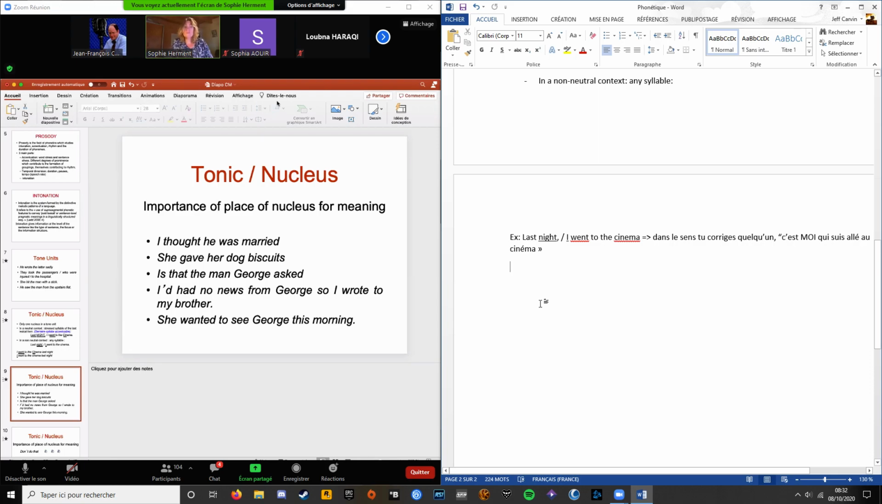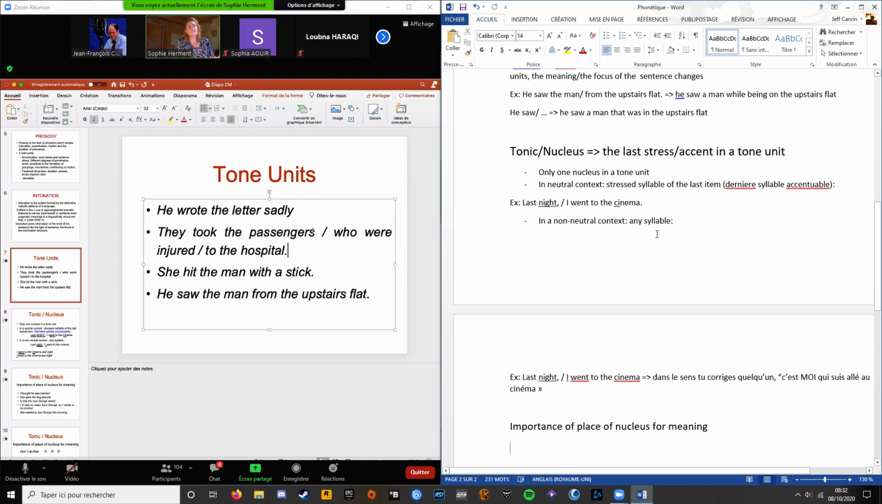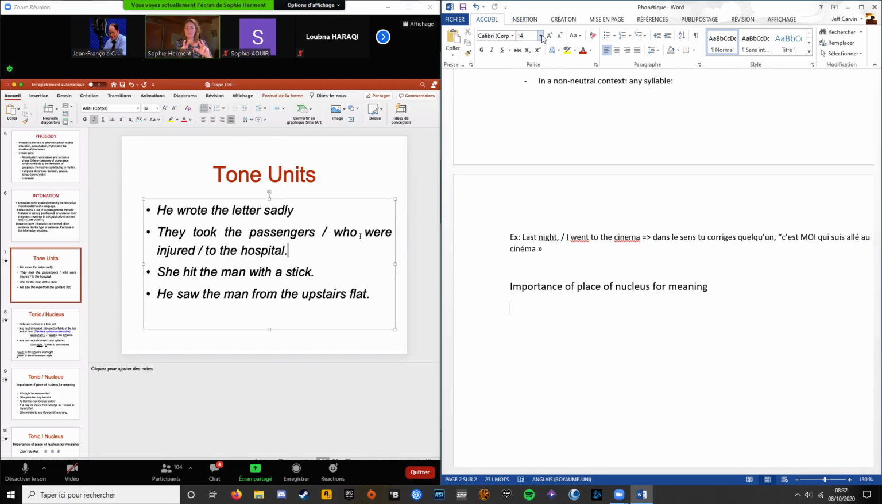Well, the difference between tone unit and nucleus: the tone unit is the chunking, the division into groups, into units. I come back to this, just to illustrate the difference between tone units and nuclei. If I take this sentence here, I divide the sentence into 3 tone units. I say they took the passengers who were injured to the hospital. You have 3 tone units. In each tone unit, you have 1 nucleus.